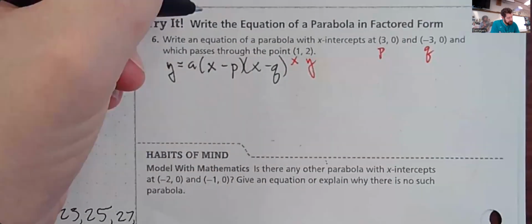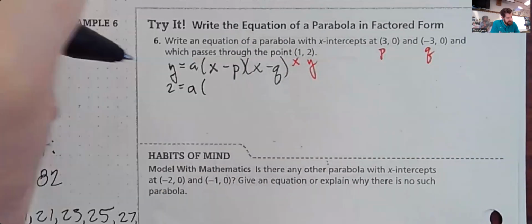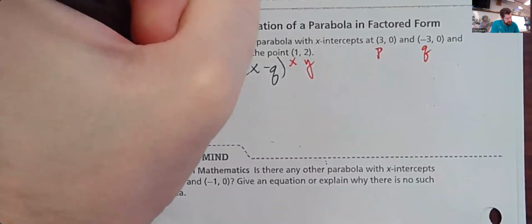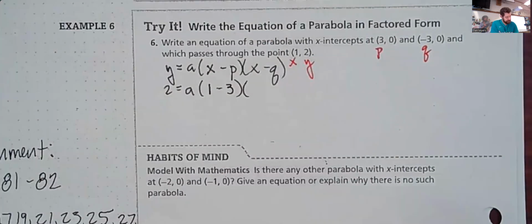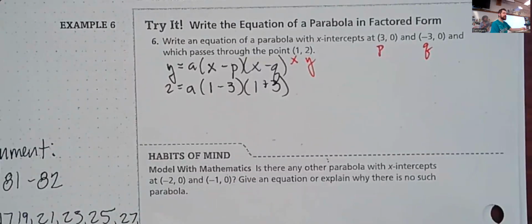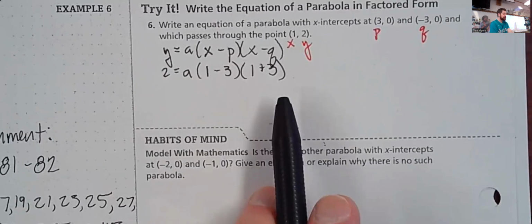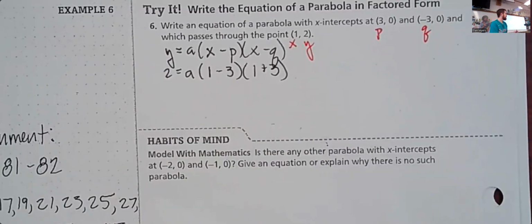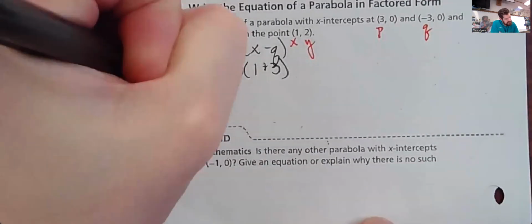We're going to say 2 equals a times (1 minus 3) times, I'm going to write (1 plus 3). I'd rather write 1 plus 3 than 1 minus negative 3. So we're just plugging in for p, q, x, and y, and then we're going to solve for a. 1 minus 3, what does that equal? Negative 2, okay. 1 plus 3, 4. 4 times negative 2, negative 8. All right, so 2 is equal to negative 8a.